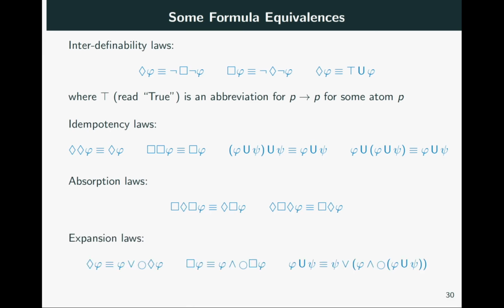Finally, and perhaps most importantly, we have the expansion laws. Eventually phi is equivalent to phi or next eventually phi. Why is that? Well, if we look at the semantics of eventually, we see that eventually phi really means that phi either holds right now or at some point strictly in the future. So either phi holds or next eventually phi holds.